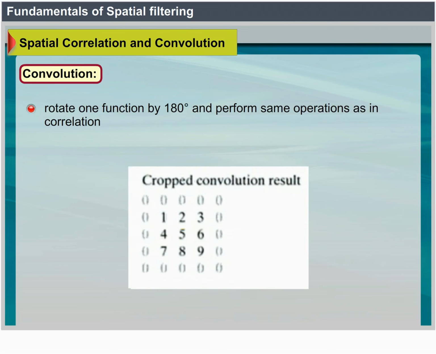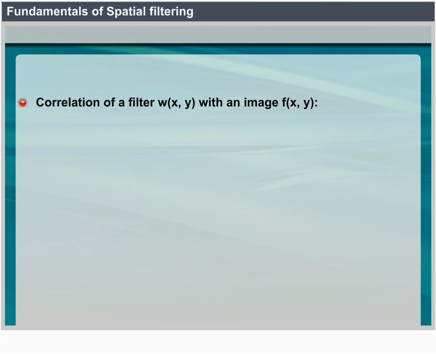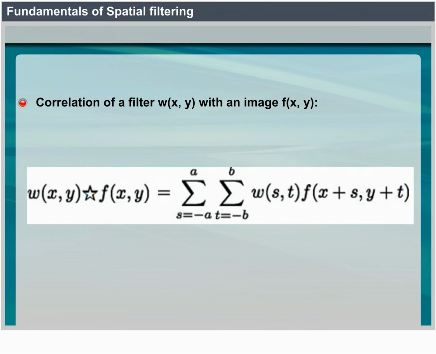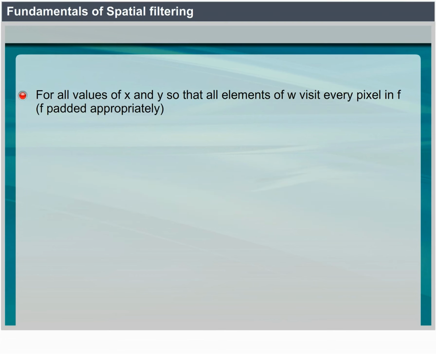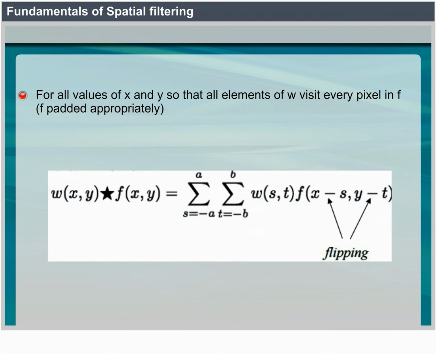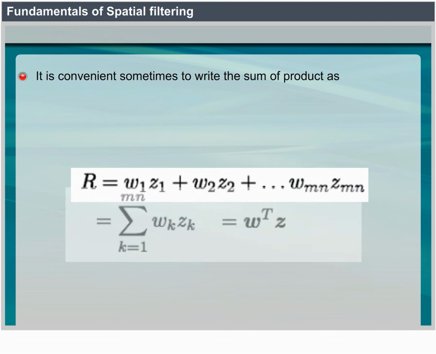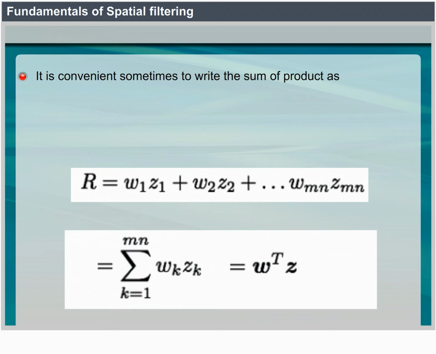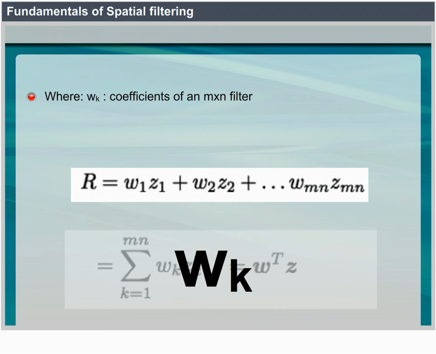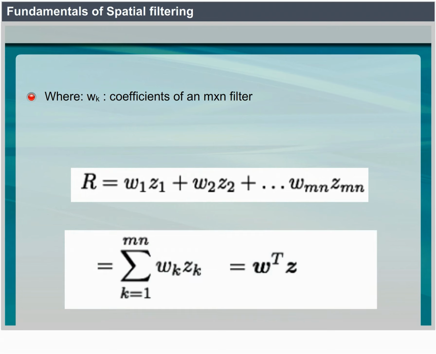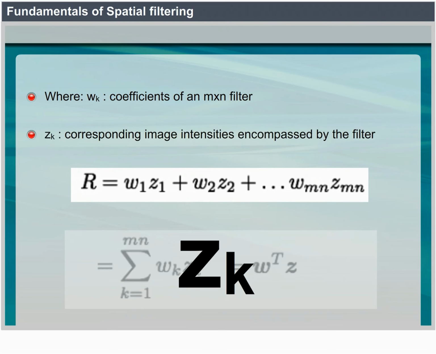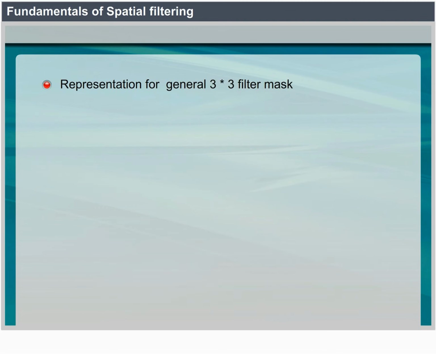It is convenient sometimes to write the sum of products as shown on the screen, where Wk represents coefficients of an m into n filter and Zk represents the corresponding intensities encompassed by the filter, for the general 3*3 filter mask shown in the picture. Generating spatial filter masks. To generate an m into n linear filter, we need to specify m*n mask coefficients selected based on what the filter is supposed to do. Example 1. Average filter with a 3x3 neighborhood. The equations are as shown on screen.